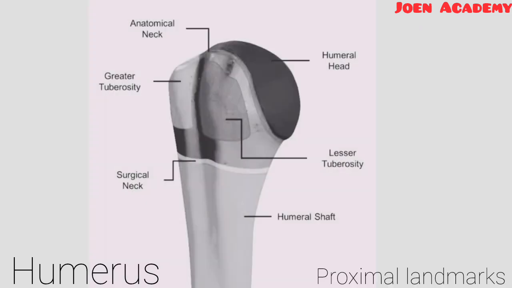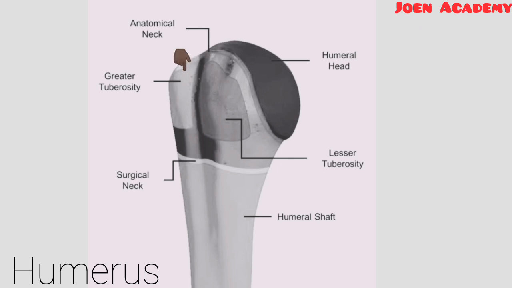Let's look at the proximal landmarks of the humerus. The proximal end of the humerus is marked by a head, anatomical neck, surgical neck, greater and lesser tuberosity, and intertubercular sulcus. The upper end of the humerus consists of the head. This faces medially, upwards and backwards, and is separated from the greater and lesser tuberosities by the anatomical neck.